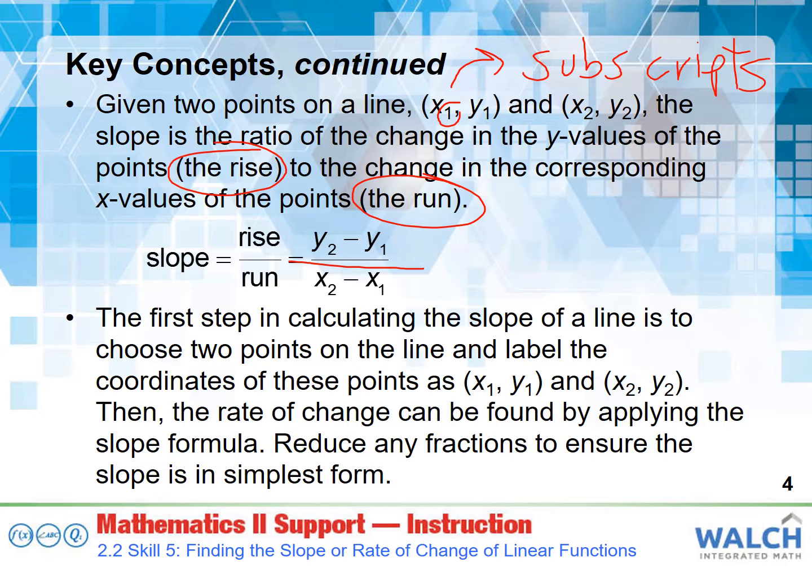So the first step in calculating the slope of a line is to pick 2 points on the line and label them as your x1 and your y1 and your x2 and your y2. Then the rate of change can be found by applying the slope formula. You do have to memorize this. So please make sure you know this. Rise over run equals y2 minus y1 over x2 minus x1. And always reduce any fractions to ensure that the slope is in its simplest form.